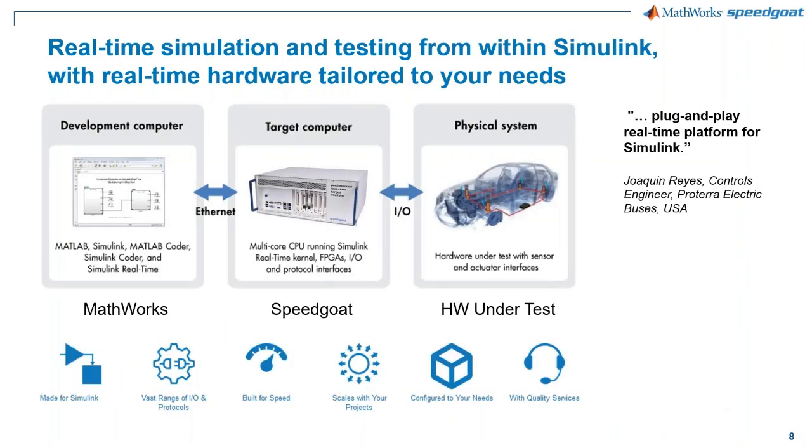So here is the solution we'll be discussing today. As you have seen from my earlier slide, there are three main parts here. One, you have a development computer where you develop your algorithms and model. Typically in this case, we are using MathWorks tools to develop your model. Once you develop your model, we need to deploy that onto the target computer, the Speedgoat here. And then finally, once you deploy that onto the target computer, we connect to the physical system and test it.